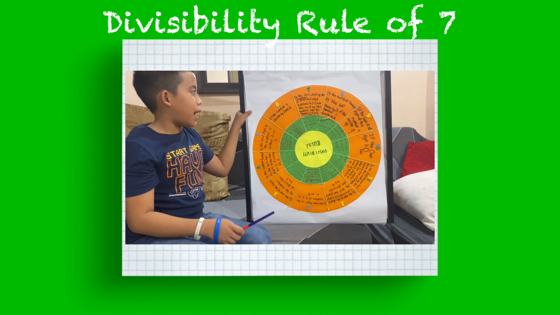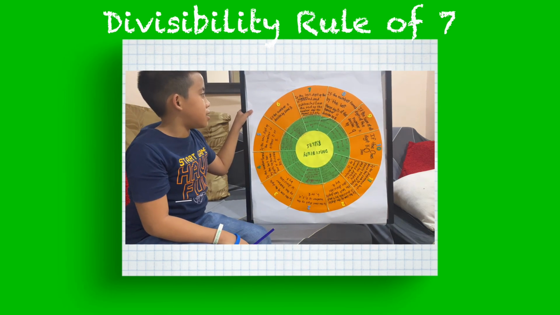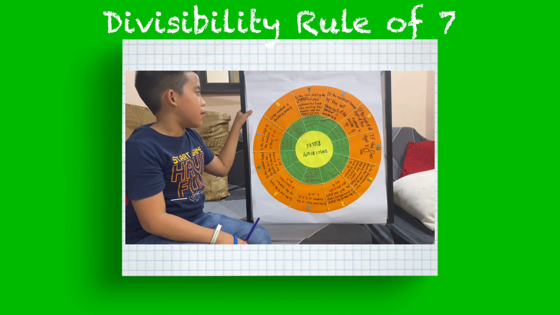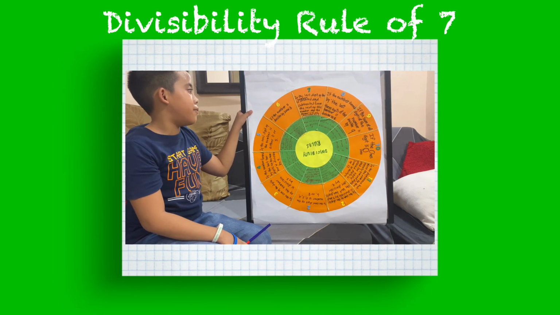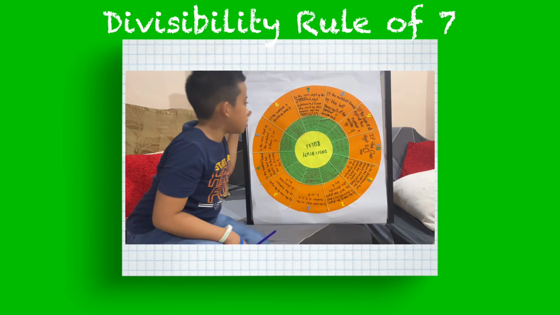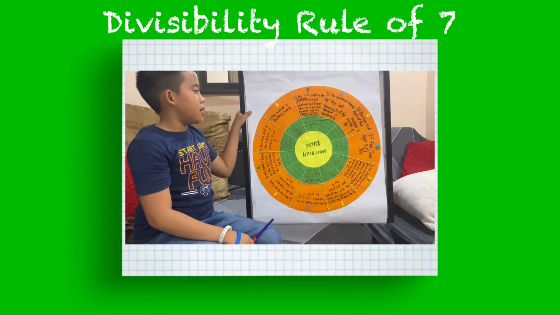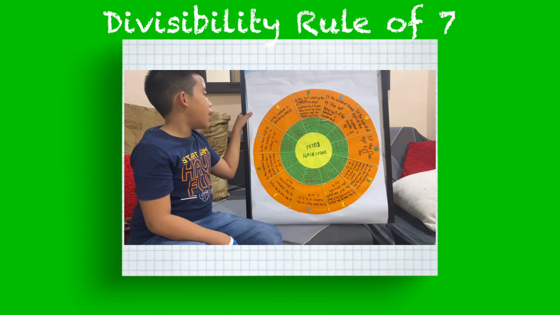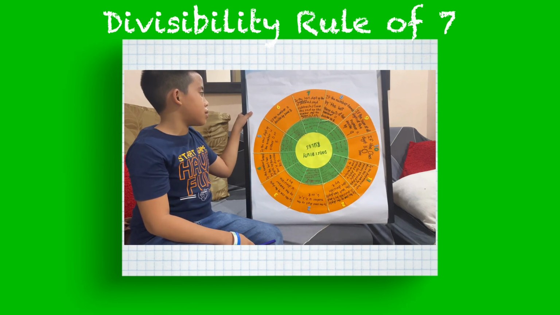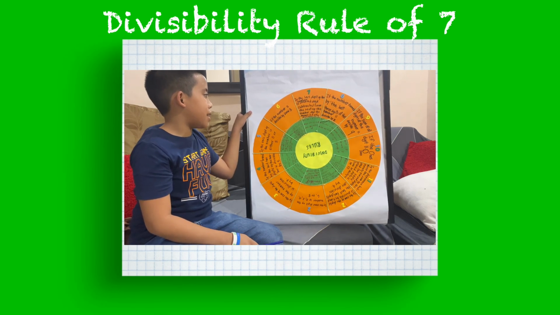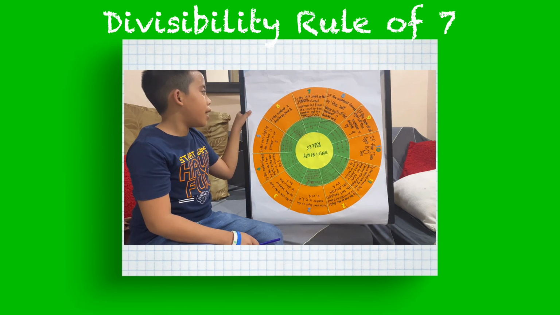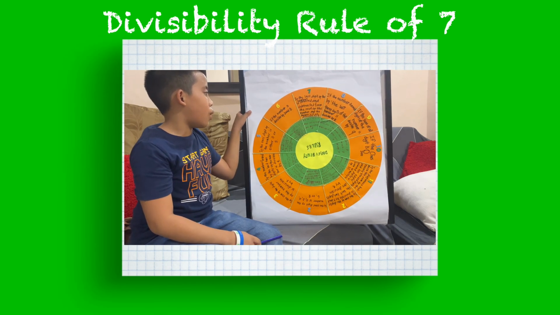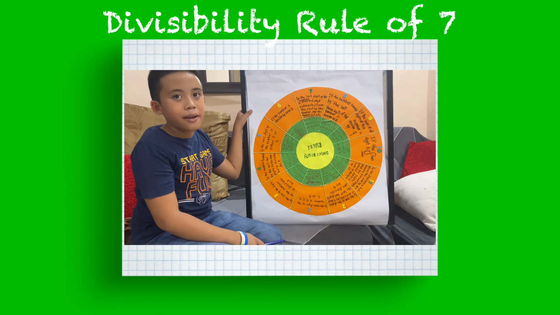Divisibility rule for 7. If the last digit of the number is doubled and subtracted from the rest of the number and the answer is 0 or divisible by 7, it is divisible by 7. Example, 91. 1 times 2 equals 2 and 9 minus 2 equals 7. Therefore, 91 is divisible by 7.